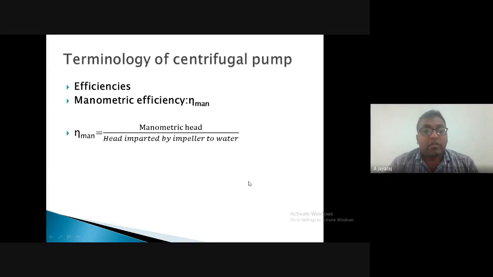That is the manometric efficiency. It is defined as the ratio of the manometric head over the head imparted by the impeller to the water. So we know what the manometric head is. It is given by the capital HM. So that is the manometric head.